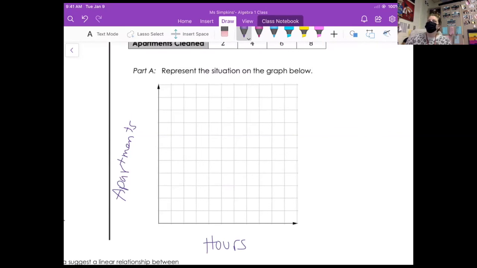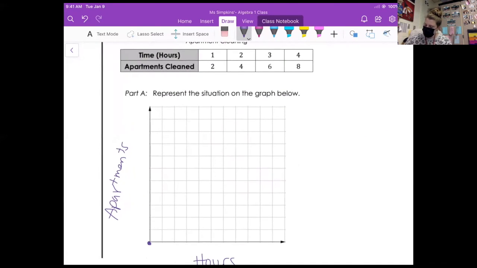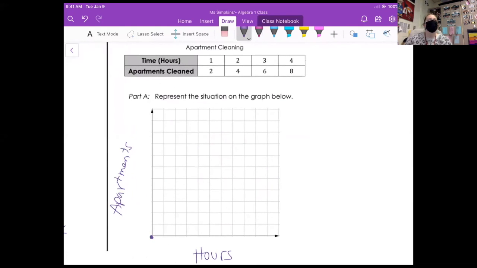So after 0 hours, how many apartments have they cleaned? 0. So we should have a point at 0, 0. After 1 hour, how many apartments have they cleaned? Look at the table. Oh, wait, 2, my bad. 2, yeah, you're good. So we should have a point at 1, 2. After 2 hours, 2, 4, good. After 3 hours, they've cleaned 6. And then after 4 hours, they've cleaned 8.